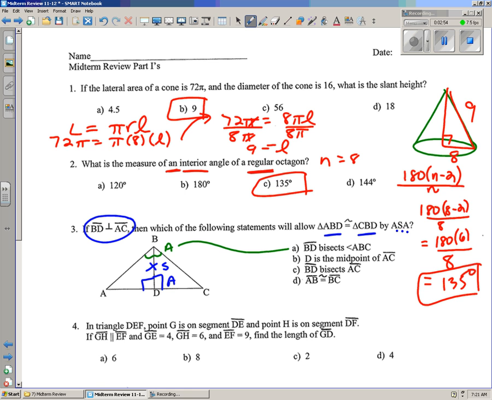So if we take a look at choice A, it says BD bisects angle ABC. Well, that's exactly what that would do. It would make angles for us at B. D being the midpoint of AC would not give us angles. It would give us sides. That would not work for angle, side angle. BD bisects AC would give us the same sides. And AB congruent to BC would not give us these angles, the angles at B. So choice A is the correct answer.